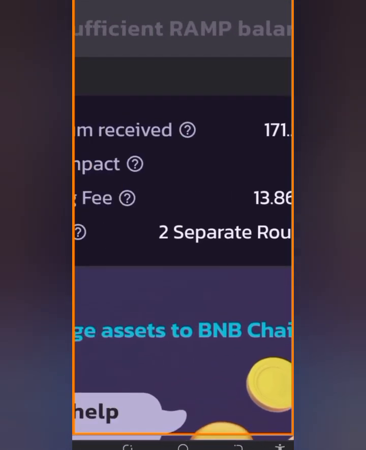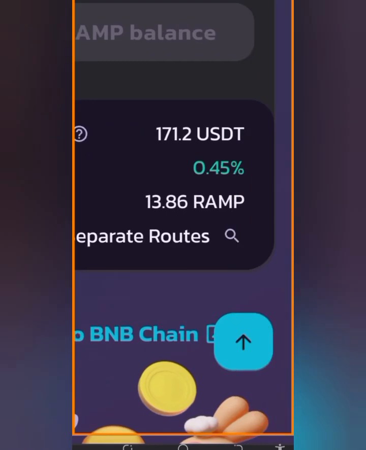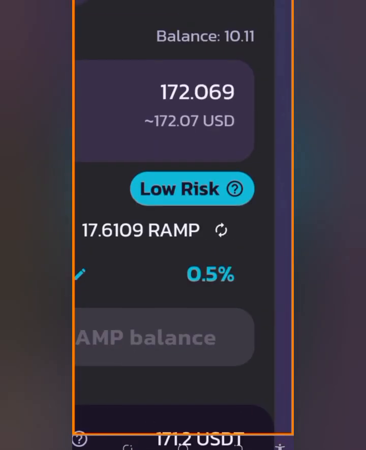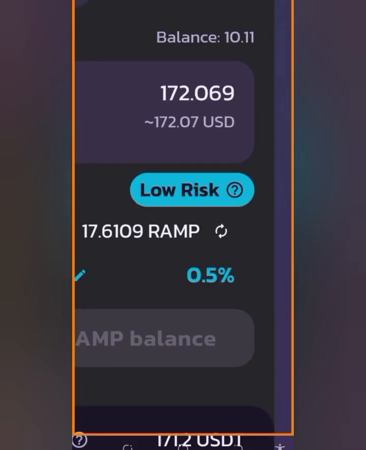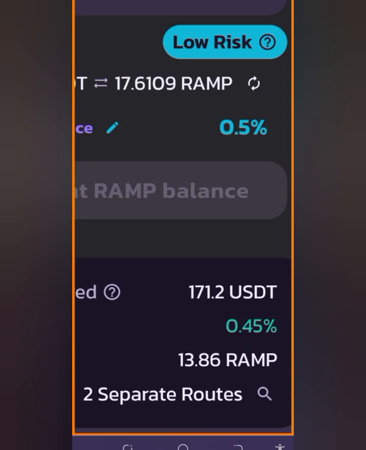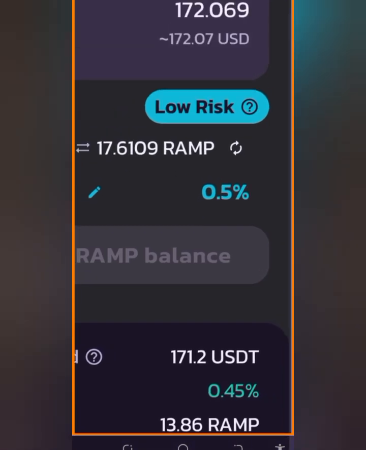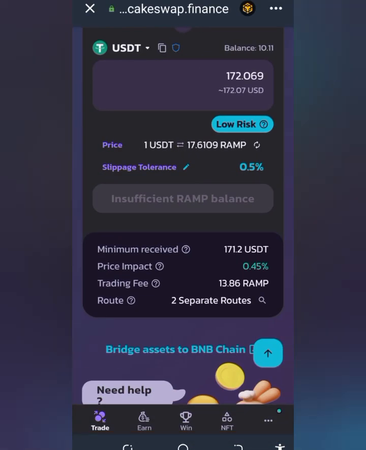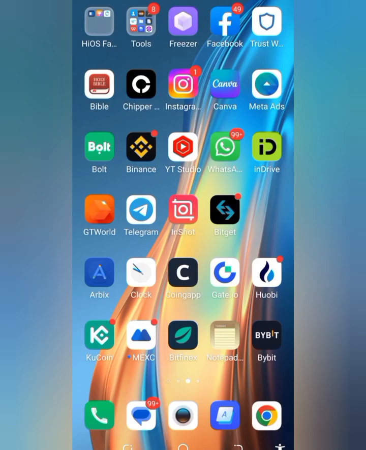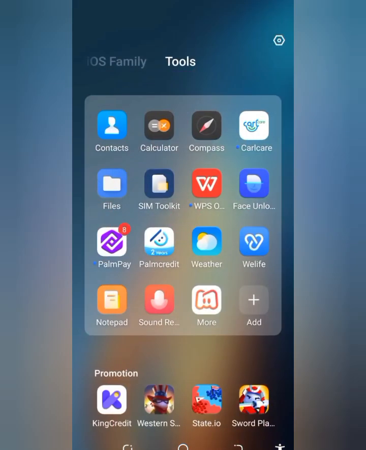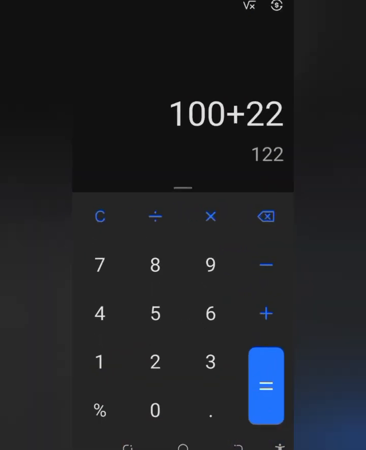What you're going to get is 171.2. So that's going to help me know, 171.2, like about 80 cents. So let's take it that the transaction fee is about 80 cents. So let's calculate all of these things, so that we can know what exactly our bill is.